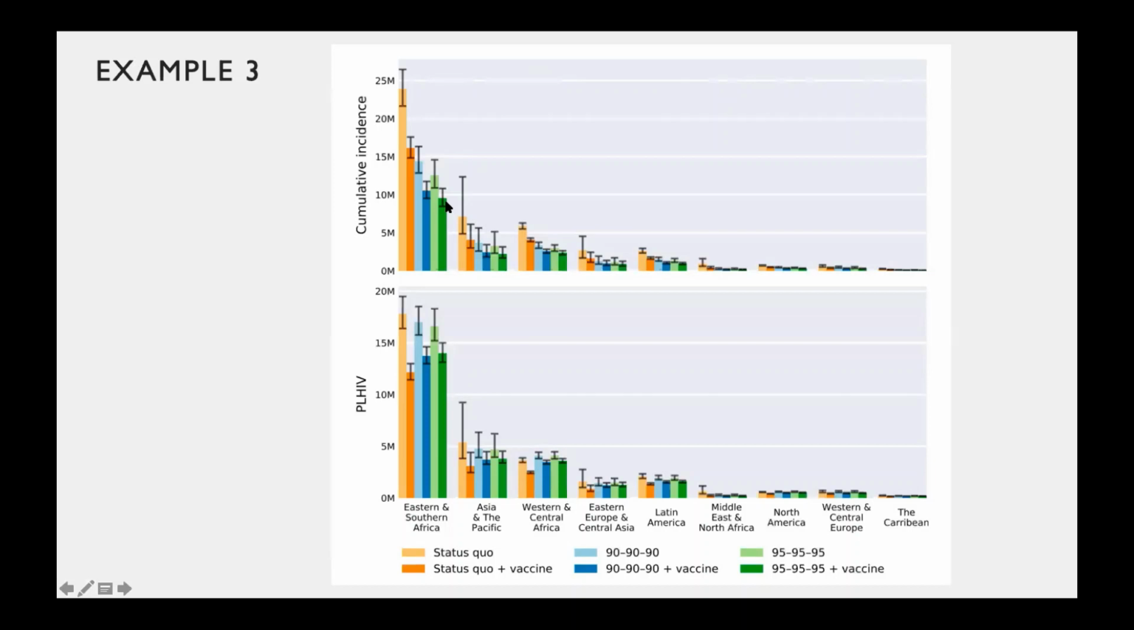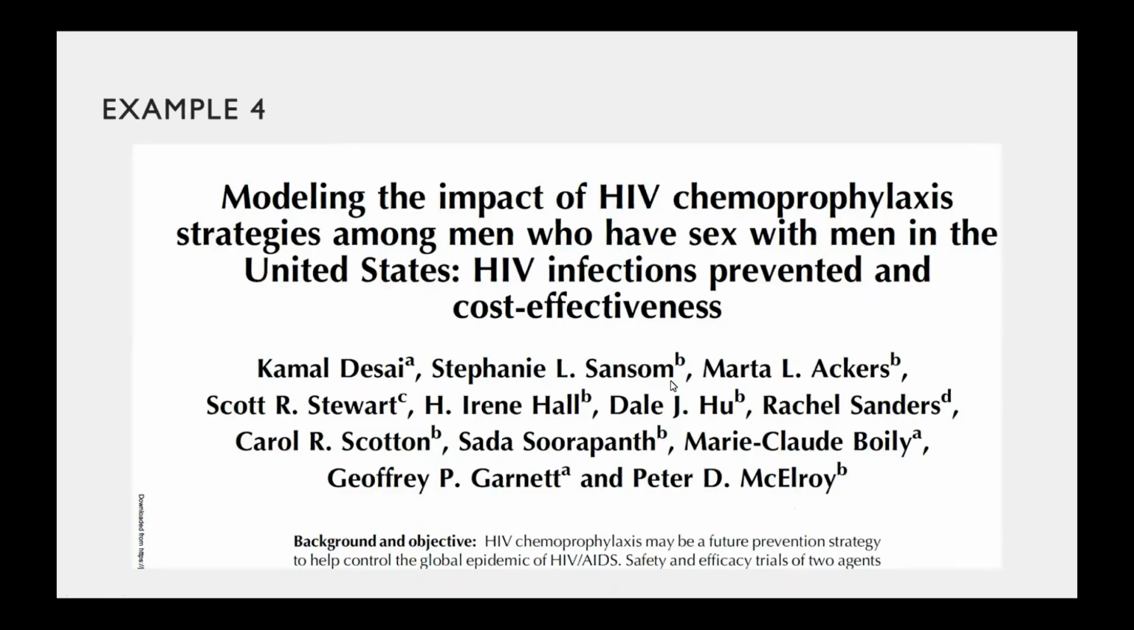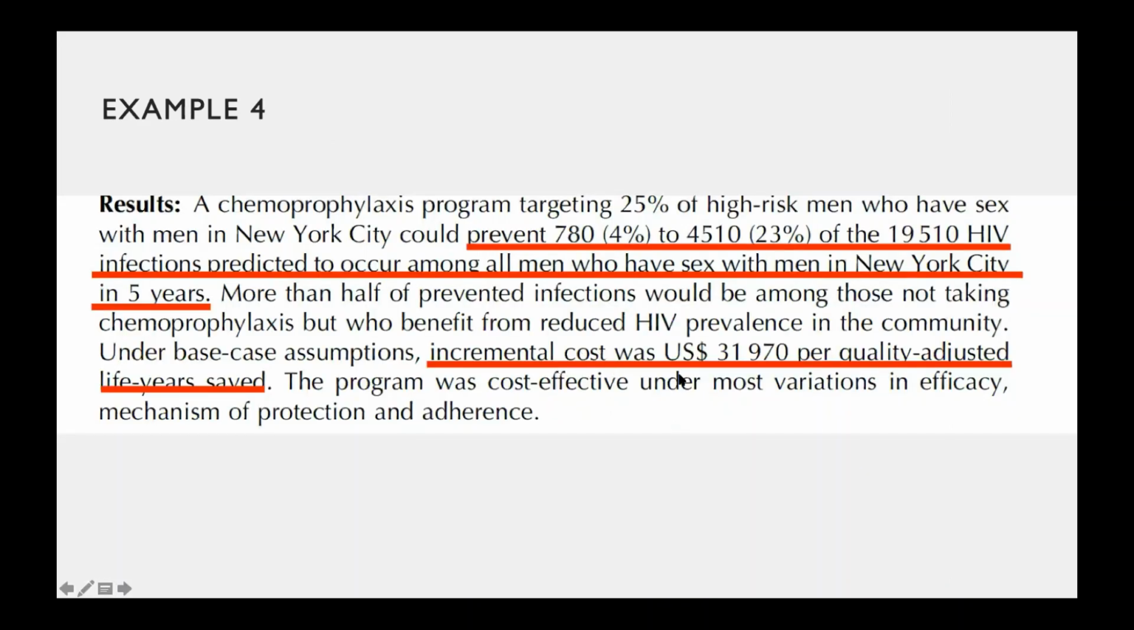the cost effectiveness percent of cases would be prevented over the next 5 years in New York State or New York City, but this actually results into an incremental cost of over $31,000 per quality adjusted life years saved.